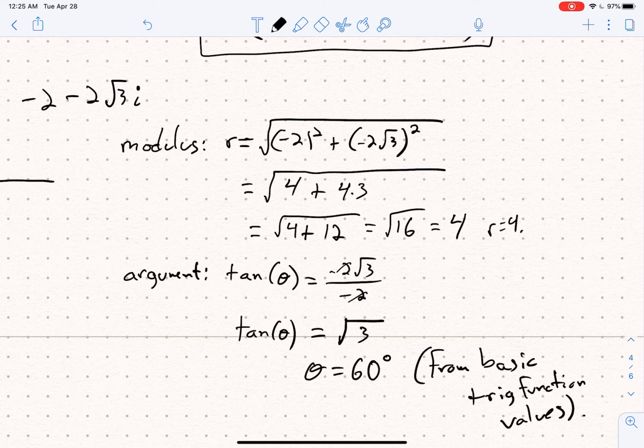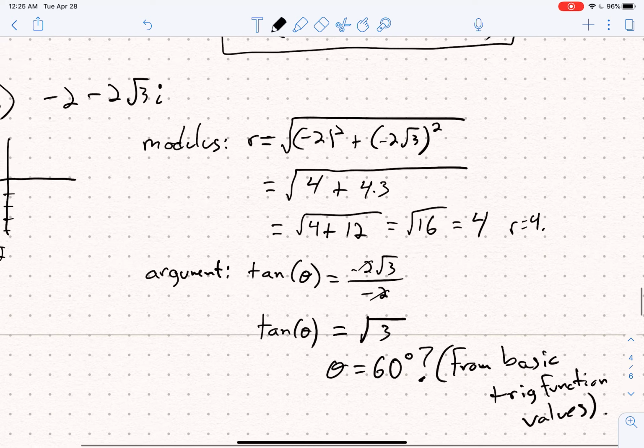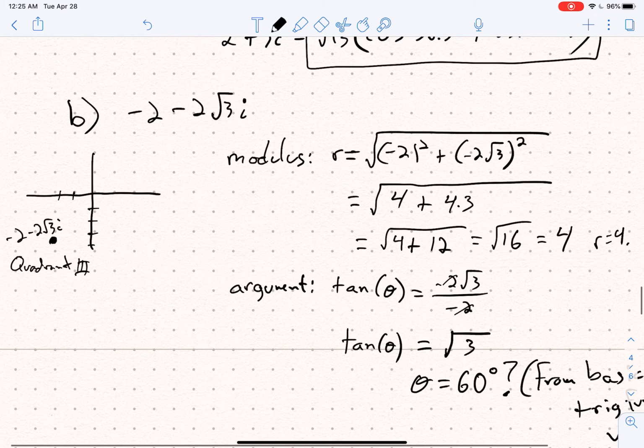Okay. Is theta equal 60 degrees? That is the inverse tangent. That is an angle whose tangent is radical 3. But I'm going to put a question mark by it because here's the issue. 60 degrees, well, that's between 0 and 90, so that's between 0 here and 90 here. That's in the first quadrant. And our number, negative 2 minus 2 radical 3i, is in the third quadrant down here.